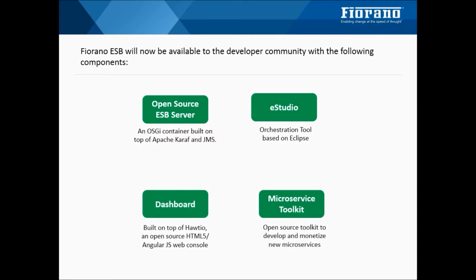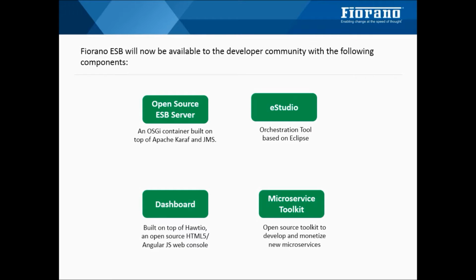Fiorano ESB platform enables application integration by configuring and choreographing microservices into asynchronous flows. Fiorano open source ESB contains 4 components: the open source ESB server, eStudio tool, dashboard, and microservice toolkit.